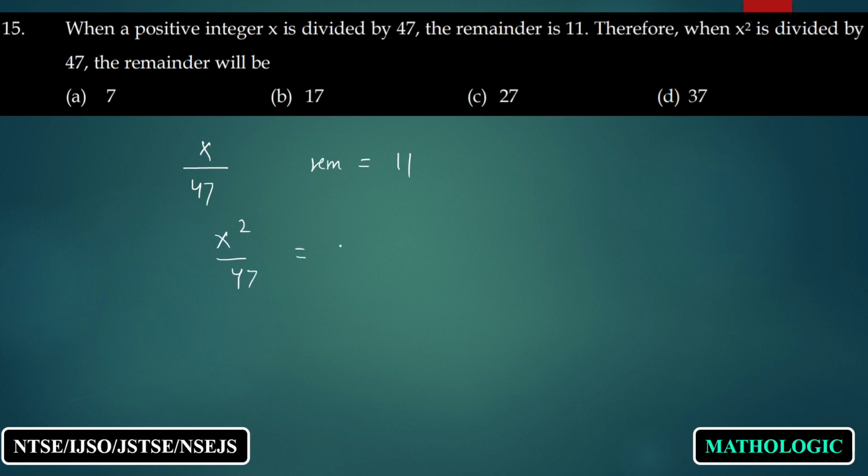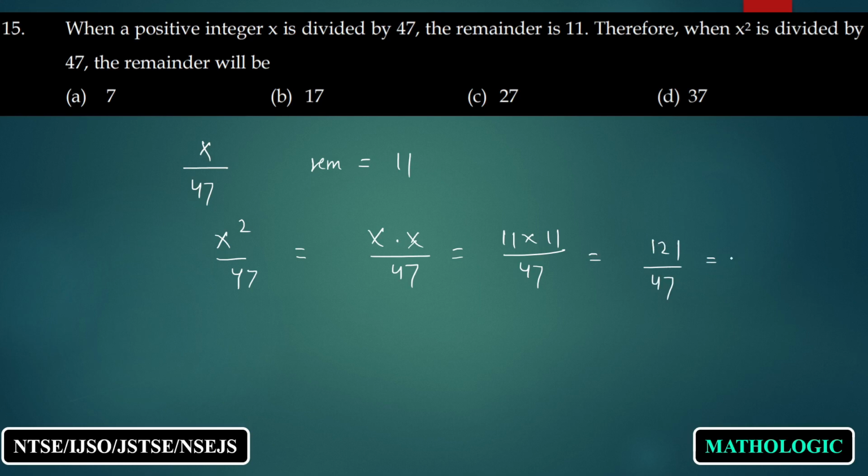It is quite simple. Since the remainder on dividing x by 47 we get as 11, so I can write x into x divided by 47. Now we can use the result we have studied earlier, which says if we divide the product of two numbers, then we can separately divide them and we can multiply the remainders. So 11 is the remainder when we divide x by 47, and 11 is the remainder when we divide the other x by 47, so I can write into 11. This is the product divided by 47. So 11 into 11 is 121 divided by 47.